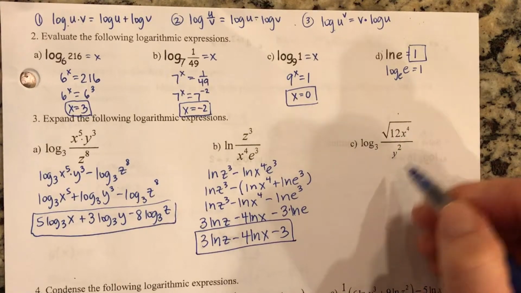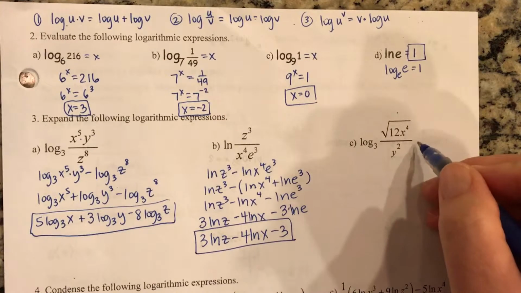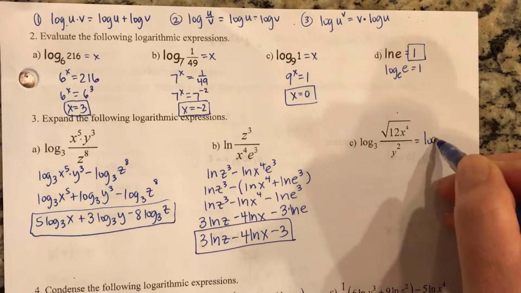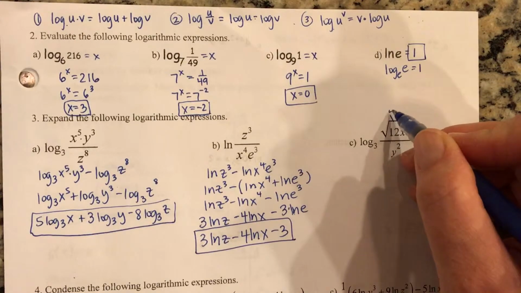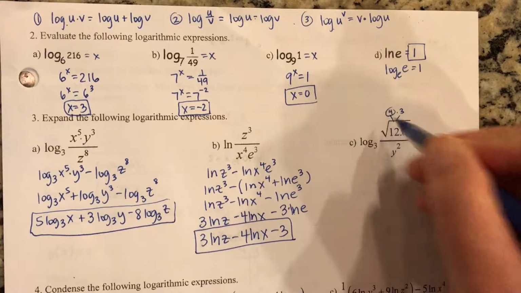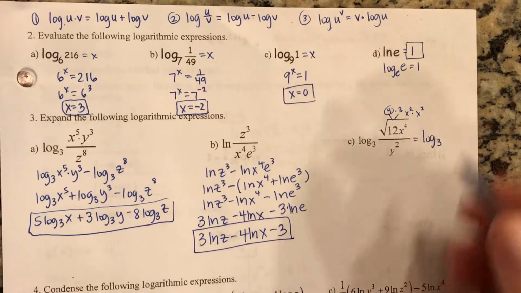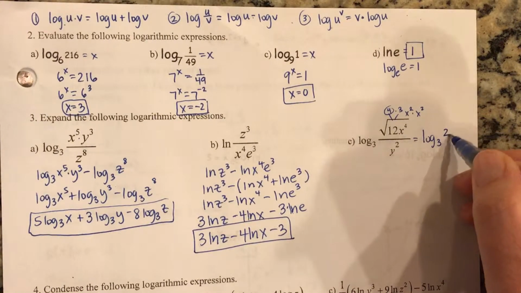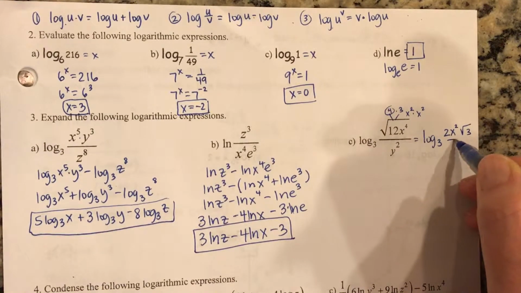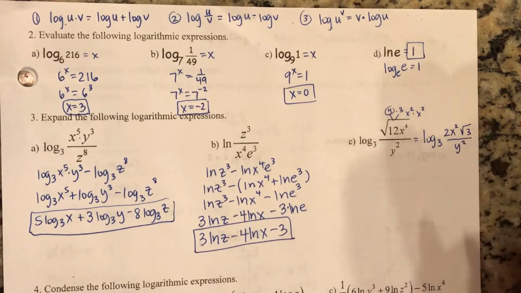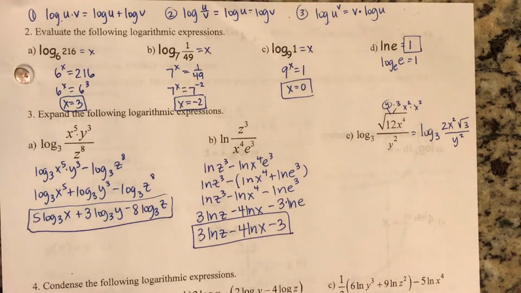Yikes. I'm afraid I'm going to run out of space, so I'm going to simplify right here to the side for just a minute. This right here is 4 times 3. 4 is a perfect square, and then this is x squared times x squared. So this is a 2 x squared root 3. Hopefully you followed that, over y squared. That simplified is this.